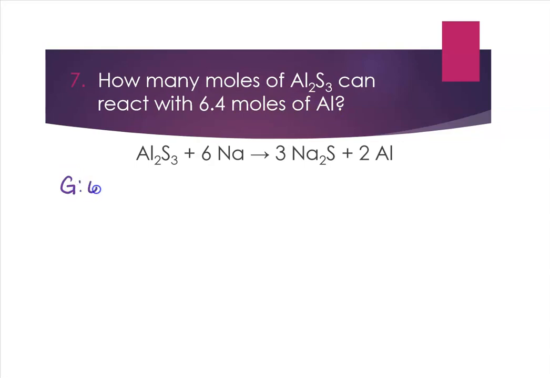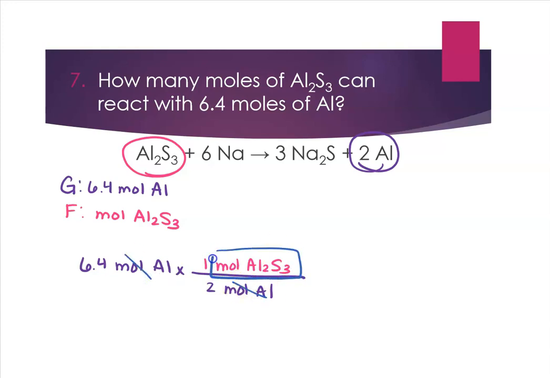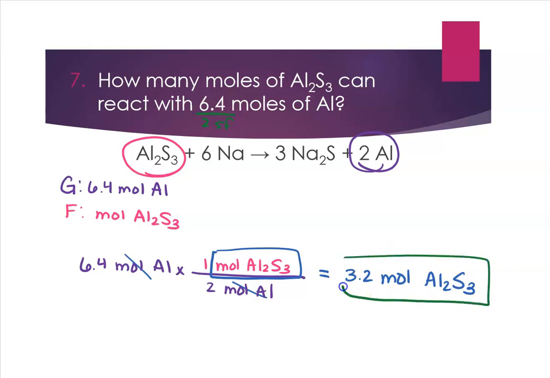So here I am given 6.4 moles of Al, and I'm trying to find moles of Al2S3. Right, so I start with 6.4 moles Al, and I'm starting with moles of Al, so moles of Al go on the bottom, so it's going to be 2 moles of Al, and I am converting to moles of Al2S3. There's no coefficient here, which means that I have 1. So 1 mole Al2S3. Moles of Al cancel with moles of Al, and I'm left with moles of Al2S3. And 6.4 divided by 2 is 3.2 moles of Al2S3. So my sig figs here, I have 2, and my answer already has 2 sig figs again.